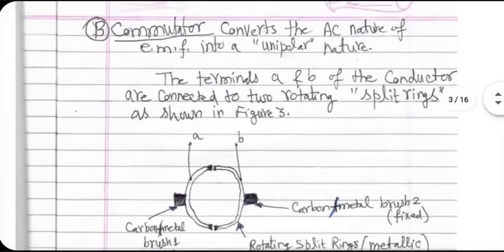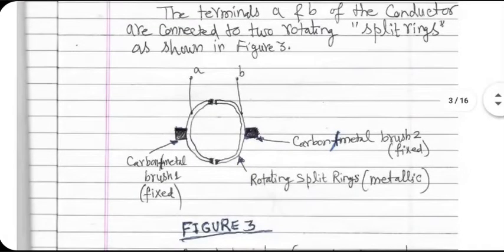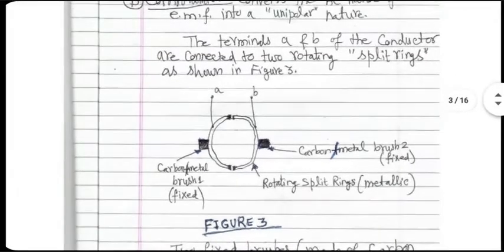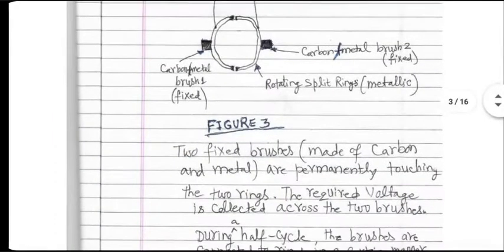These are called split rings because none of them is a full ring. The left one is a half ring, the right one is also a half ring. But they interchange their position every half cycle. That is why the signal collected from the brushes will never be AC. It will be unipolar. Of course, unipolar does not mean DC, that's for sure.